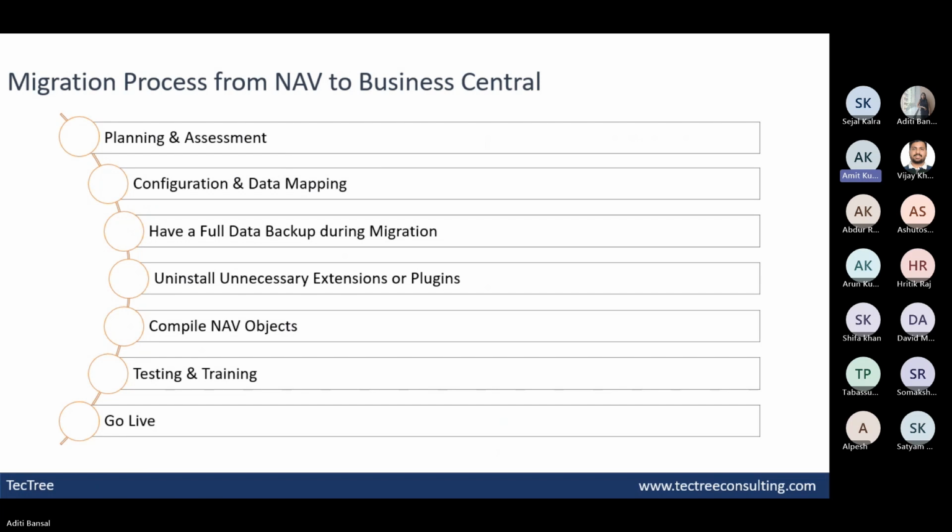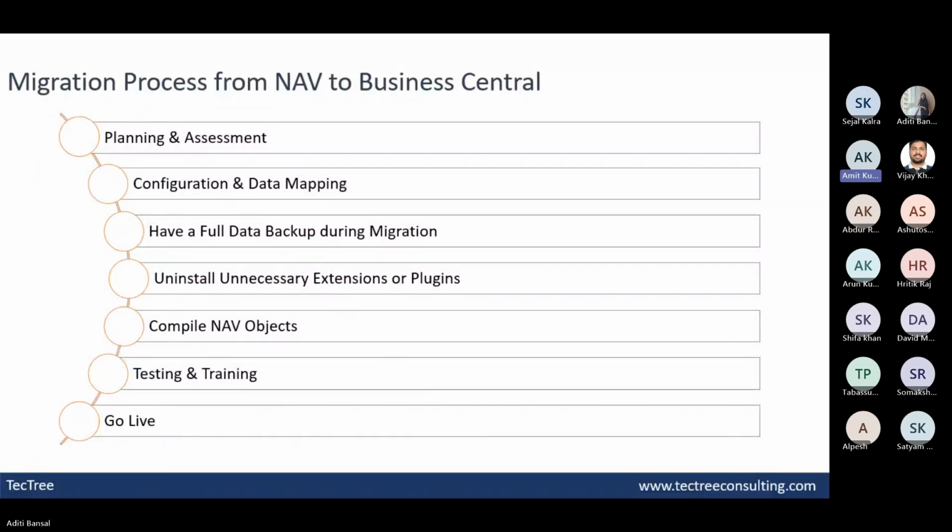Then comes the configuration and data mapping. For data mapping, we can use the Rapid Start service, or there's a tool called DMT, the data migration tool, which we can use to map the data from NAV to Business Central. And if there is any customization which we need to migrate, we can use the code upgrade tool, which converts C/AL to AL code. So this is how we can map, migrate and configure the data.